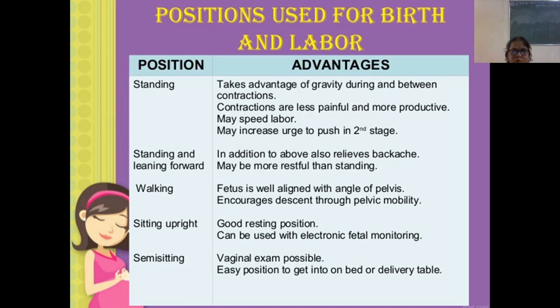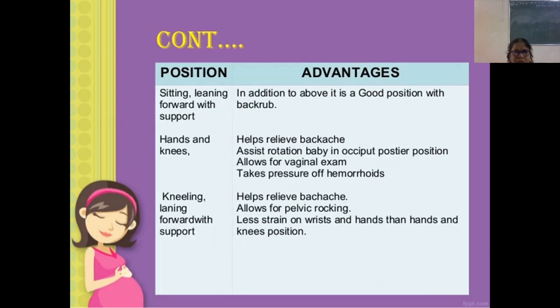Then these are the different positions used for birth and labor. Standing position takes advantage of gravity during and between contractions. Standing and leaning forward, walking, sitting upright, semi-sitting. All these positions we will see in second stage of labor. So the different positions are there.